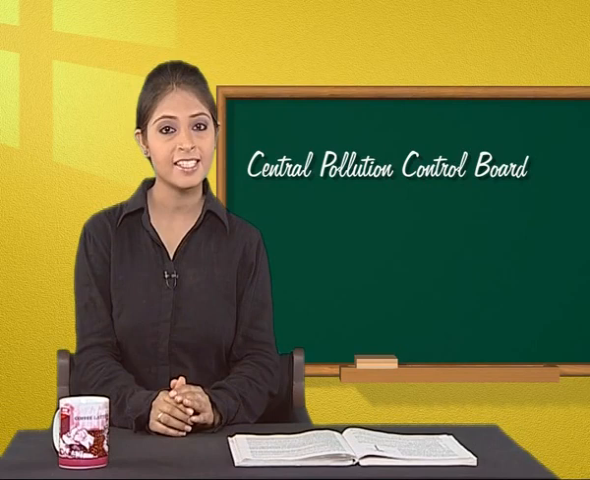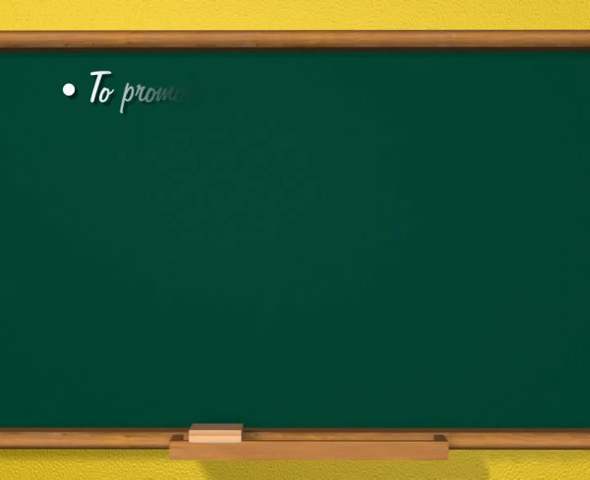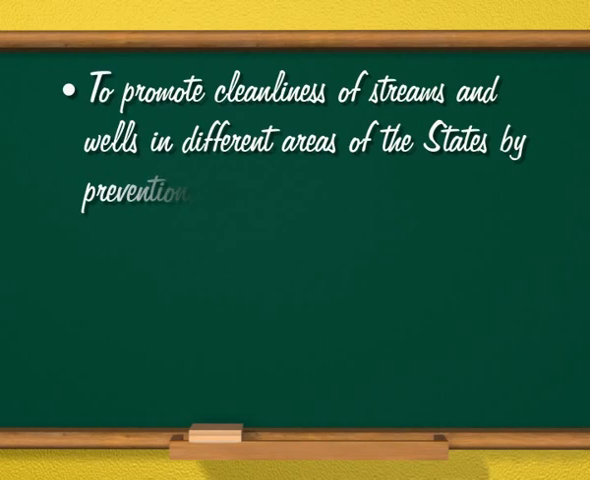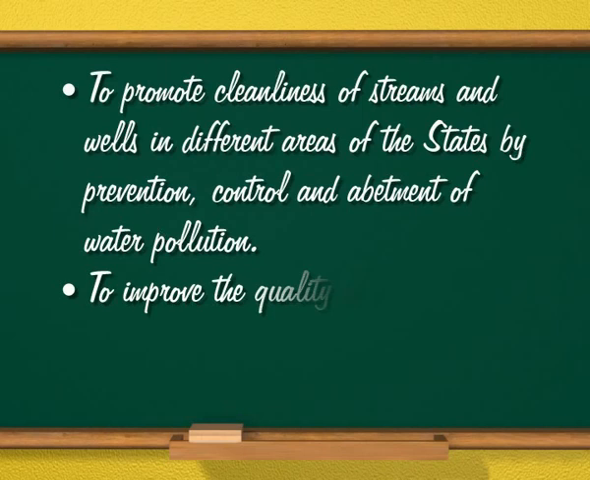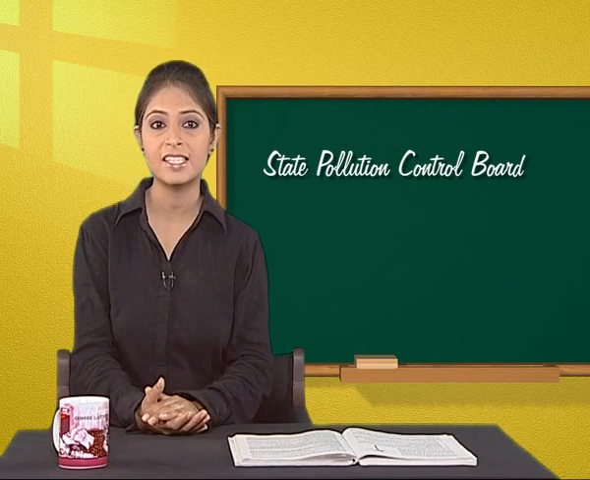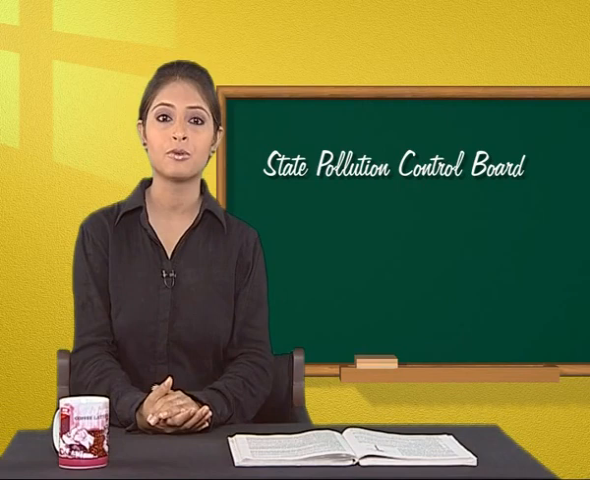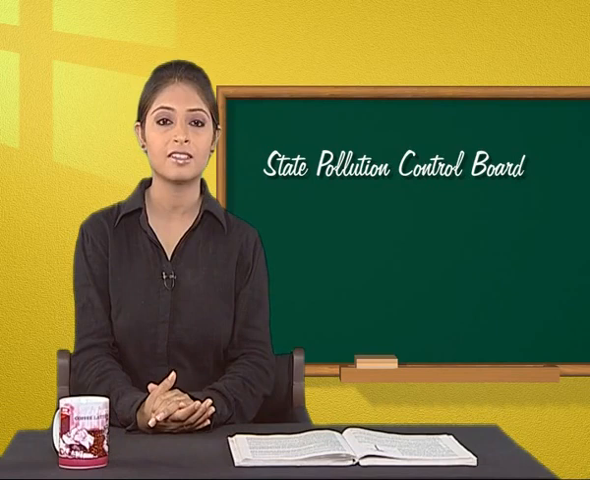Main objectives of CPCB are to promote cleanliness of streams and wells in different areas of the states by prevention, control and abatement of water pollution, to improve the quality of air and to prevent or control air pollution in the country. State Pollution Control Board is responsible for making general policies relating to enforcement of the Central Pollution Control Board acts and rules, and it also carries out general administration and coordination with other agencies.